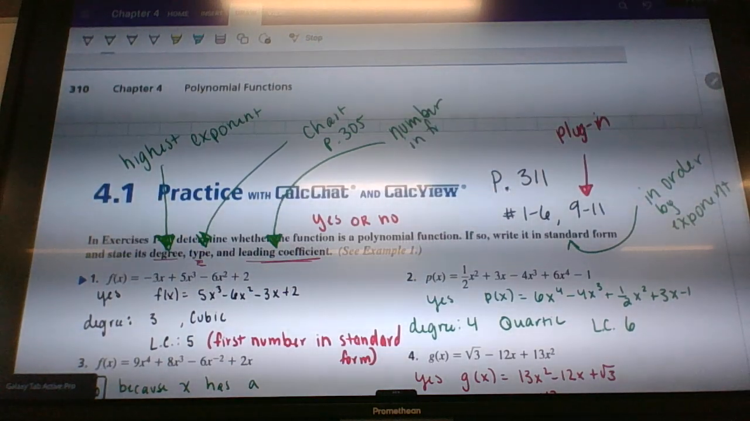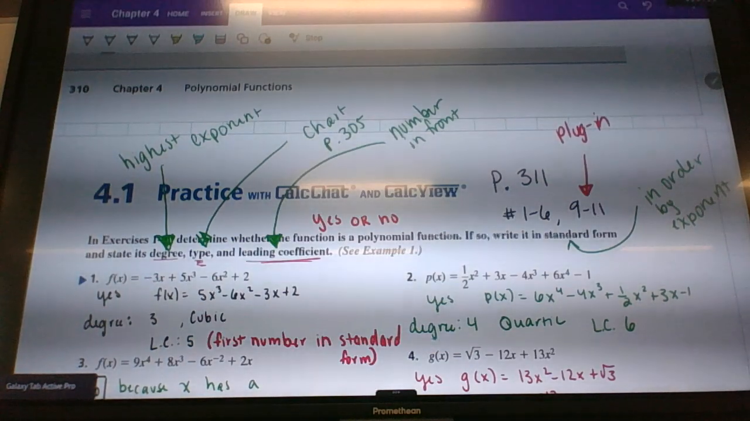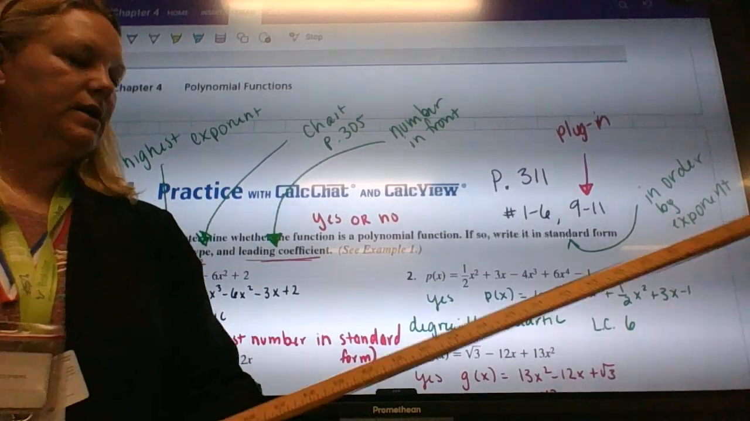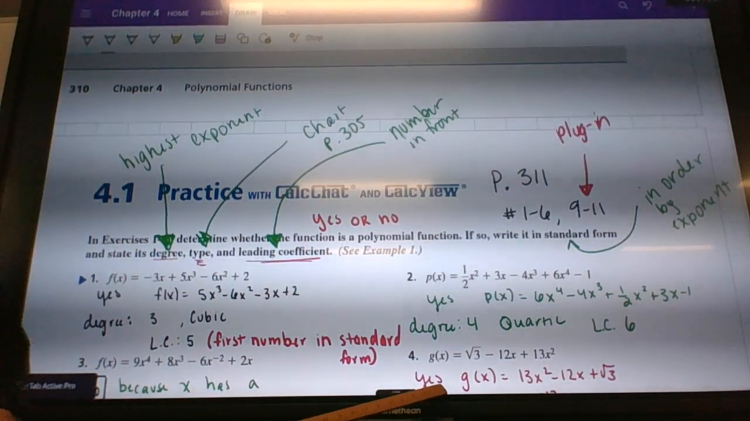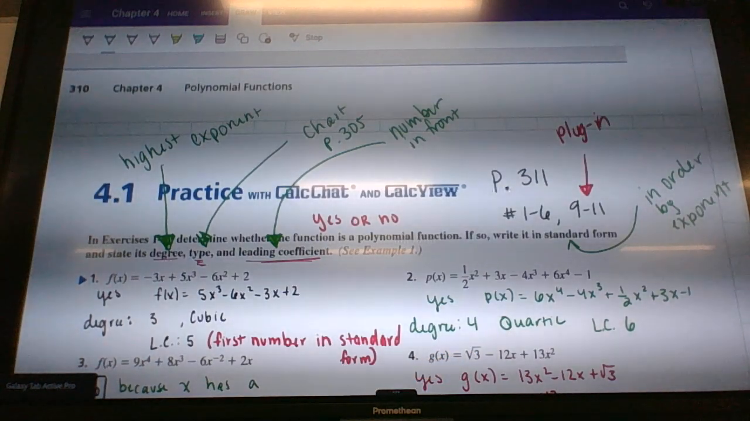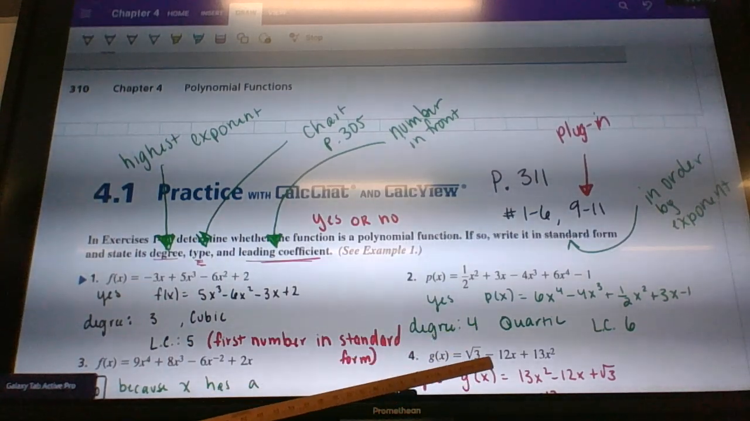Wait, Miss, there can't be irrational numbers, right? Well, no. Like number 4? You mean like the square root of 3? Yeah. This is a yes, because all of the rules only count for x's. So if it says square root of x, I would say no. The square root of 3 is okay.